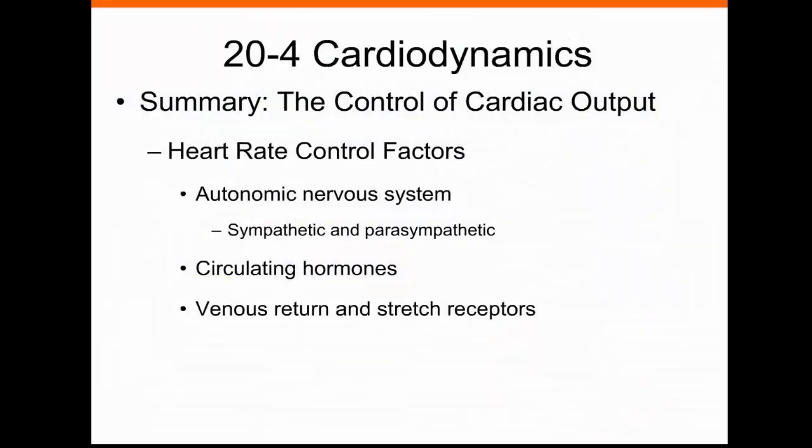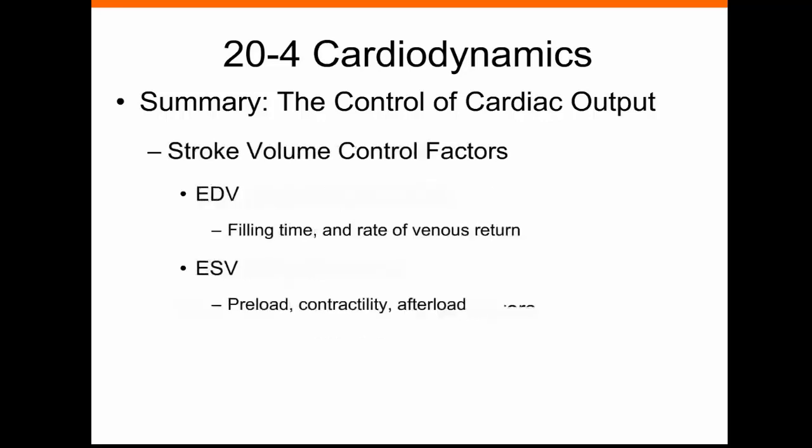So in summary, the control of cardiac output depends upon the heart rate and the factors that control that. So there's the autonomic nervous system, both parasympathetic and sympathetic, circulating hormones, and the amount of venous blood and the stretch receptors. Stroke volume has control factors. The stroke volume is controlled by the end diastolic volume, the filling time, and the rate of venous return, and the end systolic volume is controlled by the preload, the contractility, and the afterload.